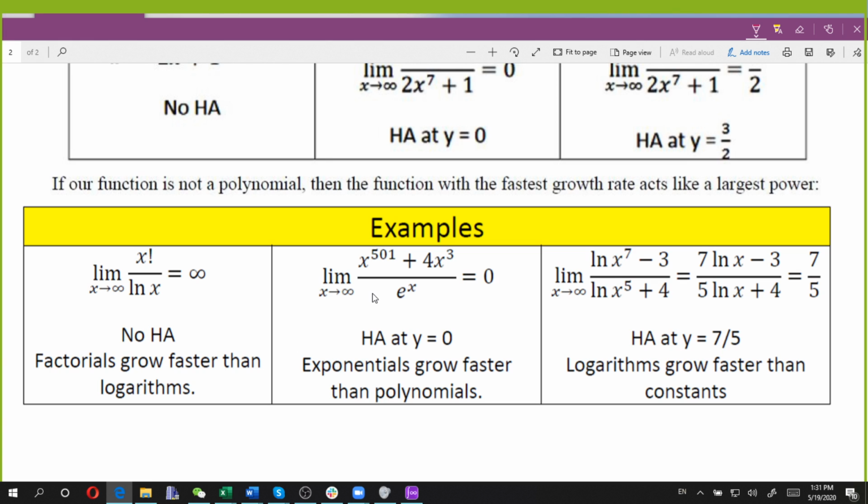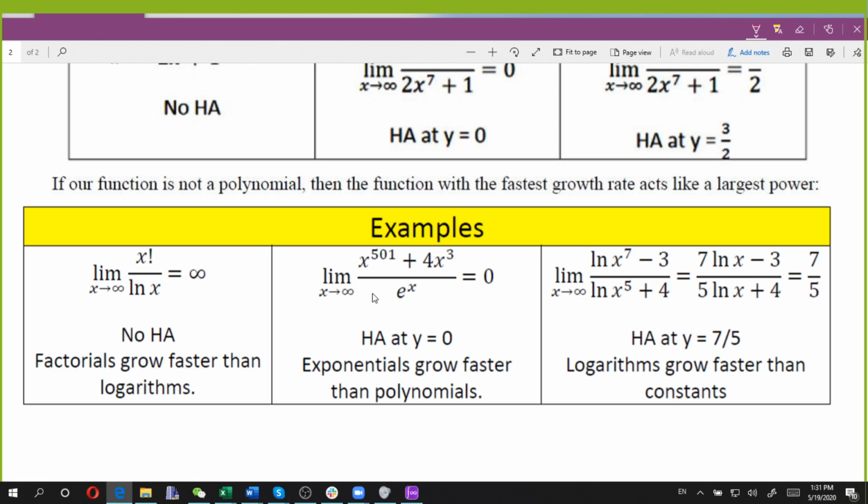For my second example, if I plug in infinity right now, I've got polynomials on top and an exponential on bottom. Because exponentials grow faster than polynomials, my bottom will grow faster than the top as I approach infinity, which means our limit is 0.